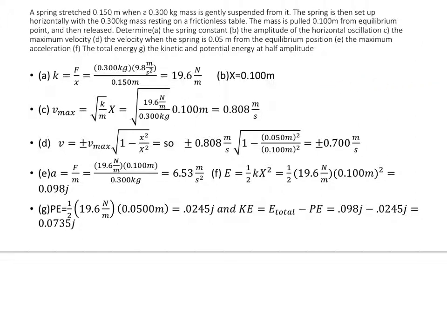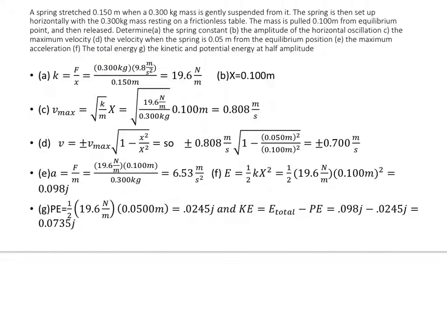Okay, now E, the maximum acceleration. Well, we can get that from Newton's second law. A is equal to F divided by m. Remember, F equals ma. So F is going to be the maximum force. That's going to be the spring constant times that amplitude, divided by m, the 0.3 kilogram mass. So it's the maximum force, and this is the mass, and of course maximum acceleration is going to result from the maximum force. Okay, so we solve for A, and that's 6.53 meters per second squared.